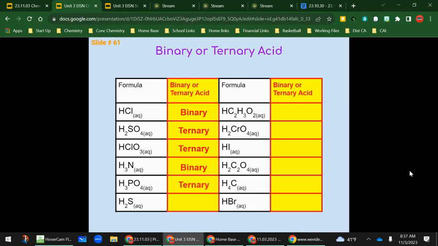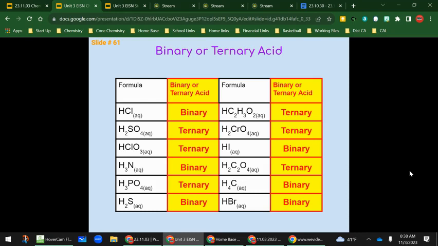H2S, binary. By the way, you can put B, you can put T. I know there's a lot of typing there, or you could put one down and copy and paste it into the others. HC2H3O2, ternary. H2CrO4, ternary. HI, binary. H2C2O4, ternary. H4C, binary. HBr, binary.